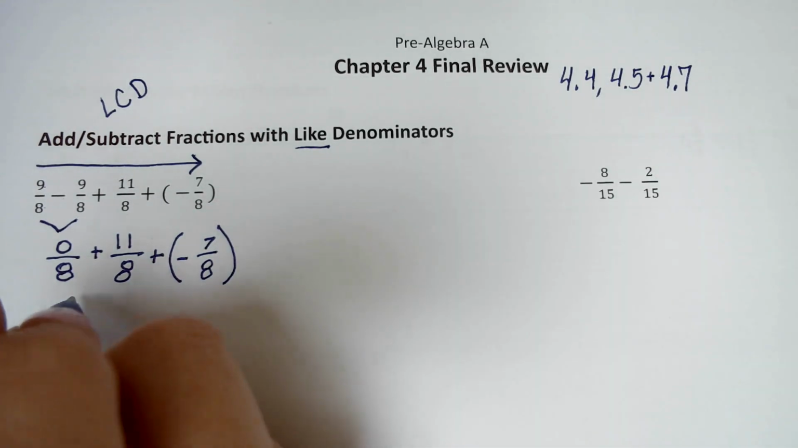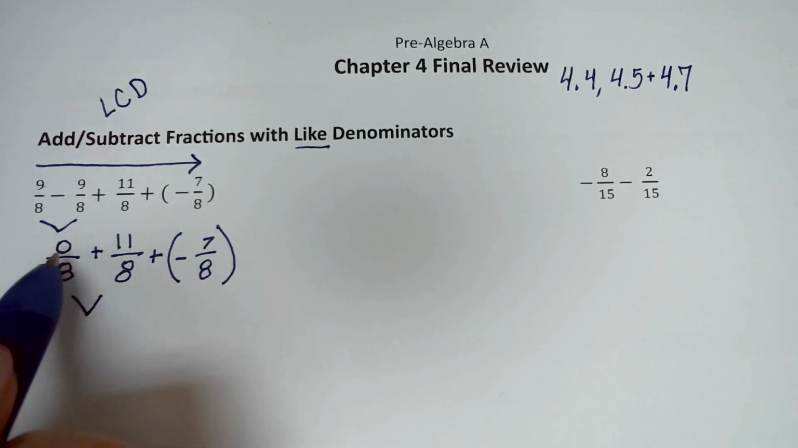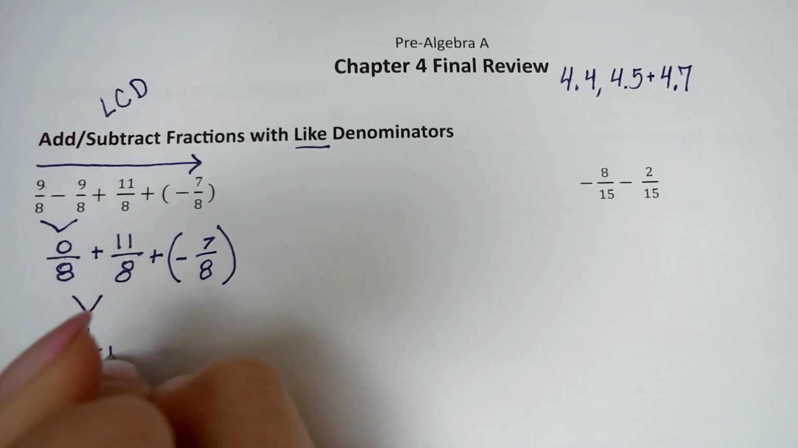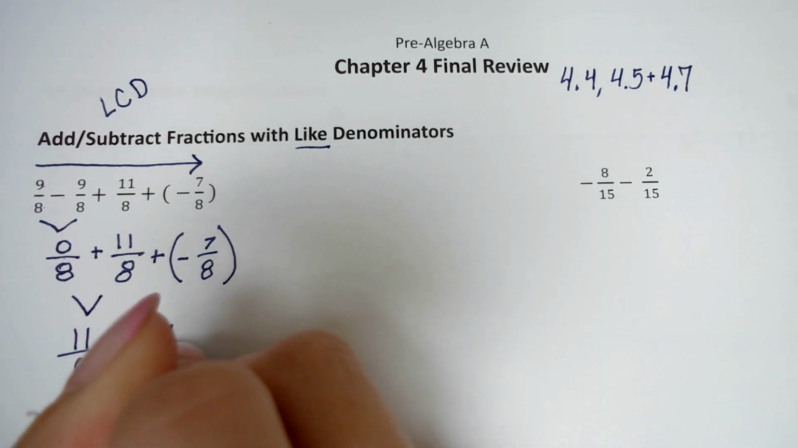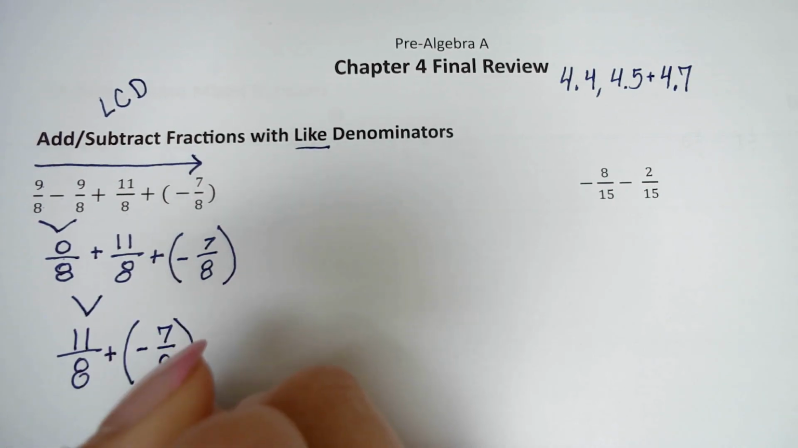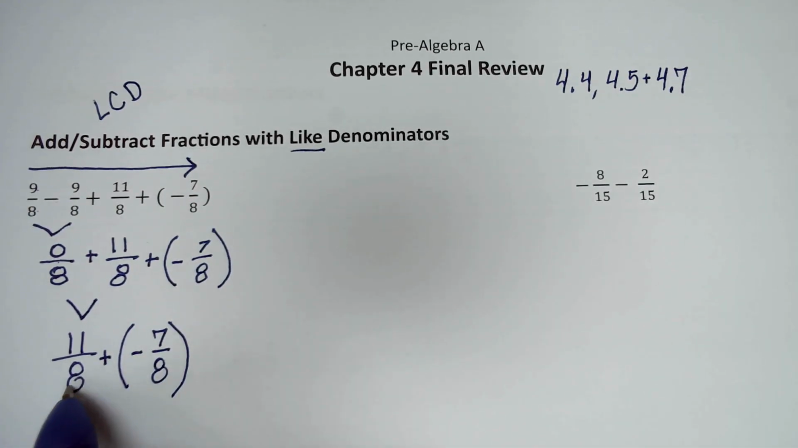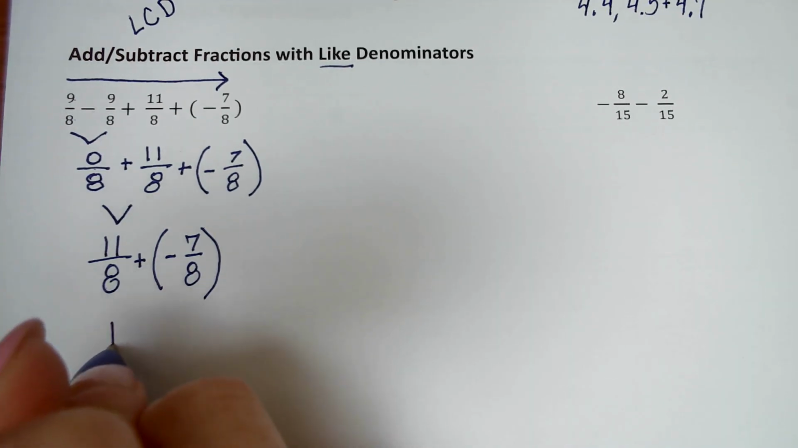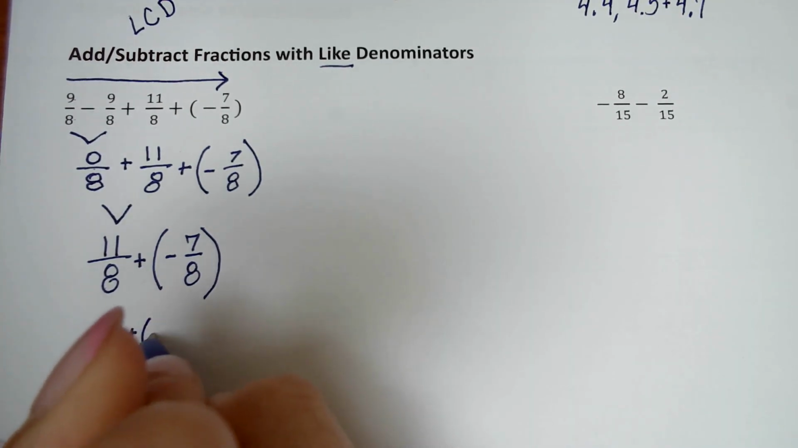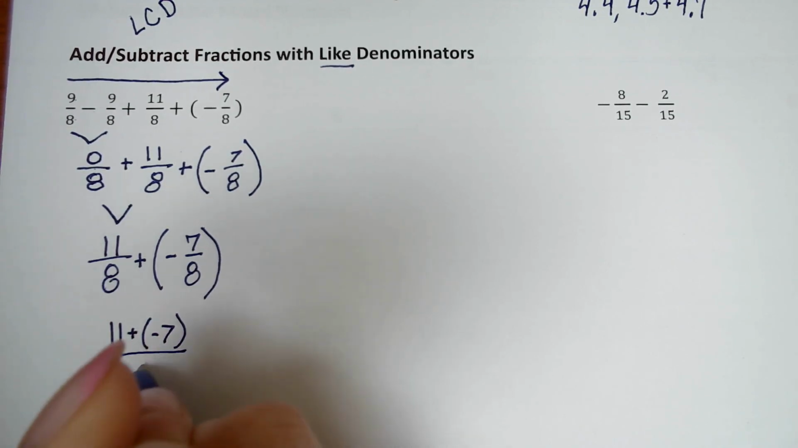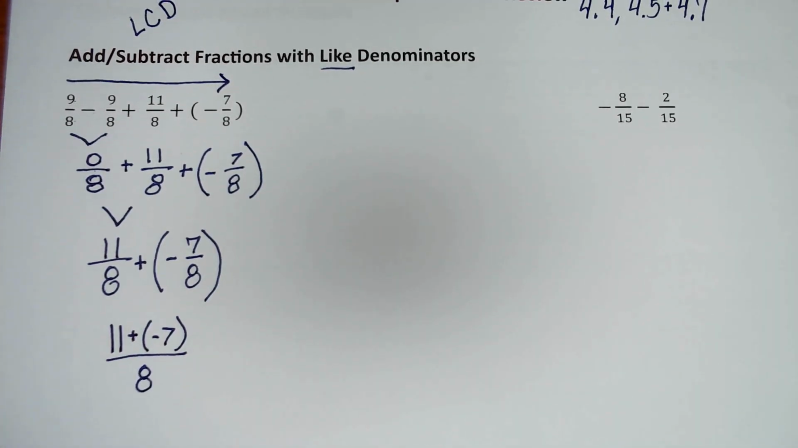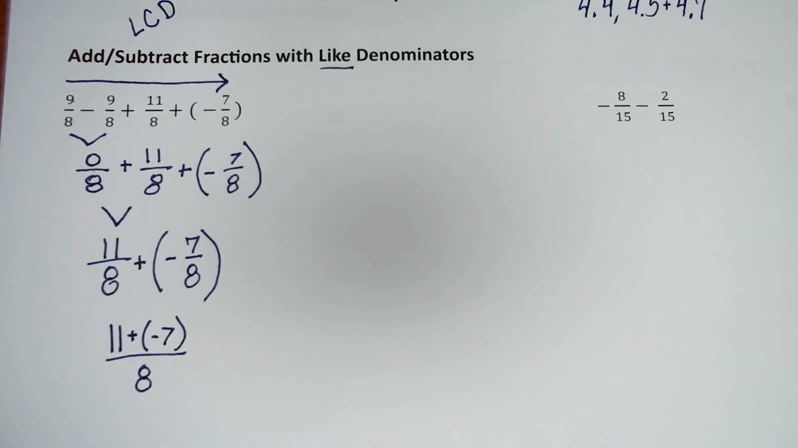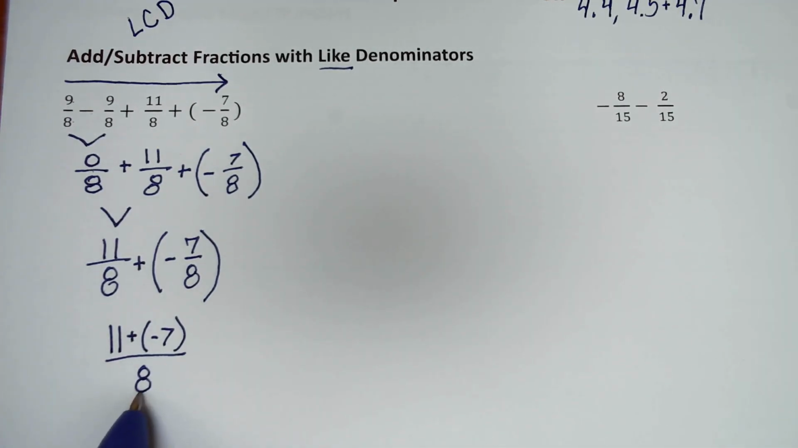Now, let's do our next two terms. So that's going to be 0 plus 11. That's 11/8 plus negative 7/8. Now, these are the last two terms, and they have common denominators, so we can combine that into 11 plus negative 7/8. Remember, once the denominators match, you leave them alone until the very end.